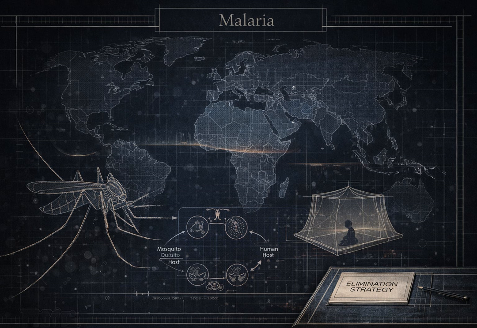When the initial funding inevitably dried up and the international spray teams packed up and went home, there was absolutely no local health system in place to maintain the surveillance or treat the straggling cases. And because the transmission had been suppressed for a few years, the local population had actually lost whatever partial acquired immunity they previously had. So when the parasite returned, it hit a completely naive, unprotected population. It was an epidemiological disaster.